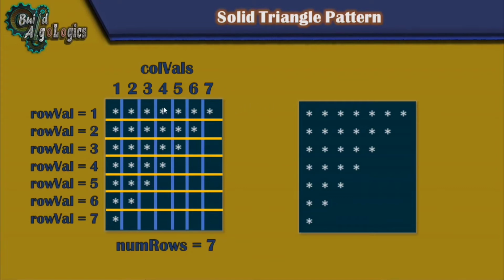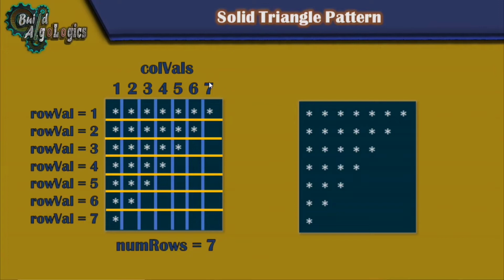Here, these blue lines are used for separating each column, like this is column 1, this is column 2, and this is 3, and so on. Similarly, these yellow lines are used for separating each row. Now, our outer loop will run 7 times, as num_rows is 7 here, and the value of row will vary from 1 to 7 in this case. As you can see here, row is changing from 1 to 7, and for each value of row, the inner loop will run a different number of times.